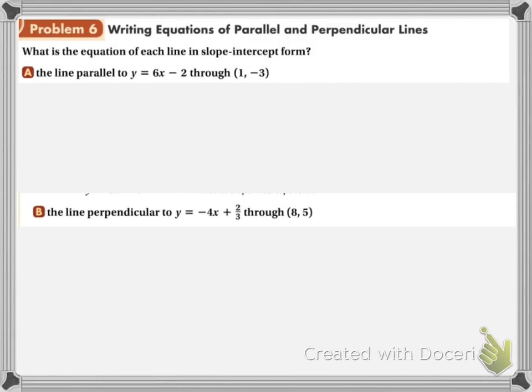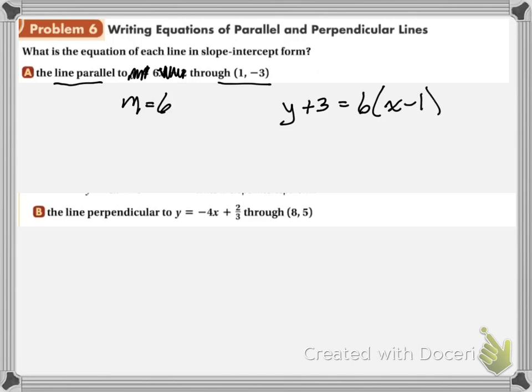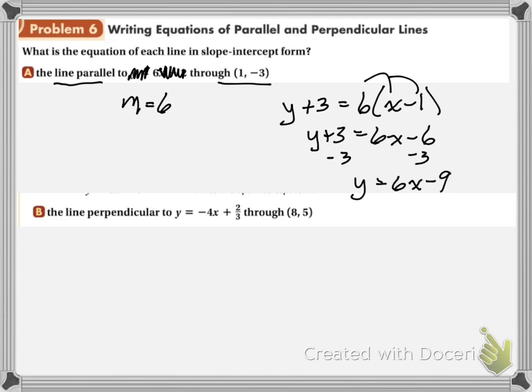So how can we use that? It says the line parallel to y equals 6x minus 2. Again, when they want it just parallel, this stuff doesn't matter. Cross it off. All I care about is the slope is 6, okay, and it goes through the point 1, -3. So I'm going to use point-slope to go from there. So y minus a -3, or y plus 3, equals my slope of 6 times x minus 1. Now solve. Distribute your 6 through. You get y plus 3 equals 6x minus 6. Subtract 3. Y equals 6x minus 9. That is parallel to that original equation.